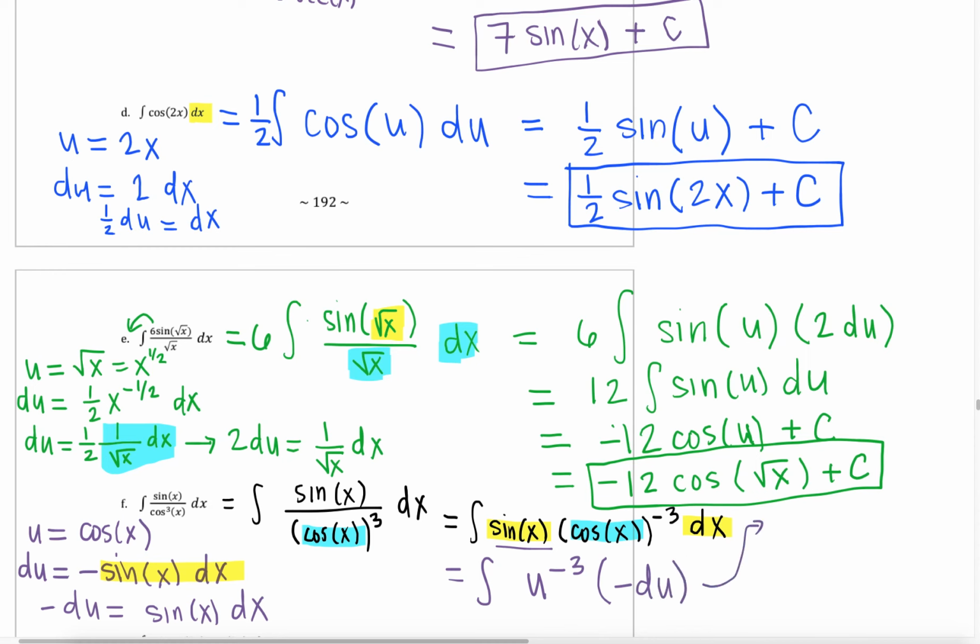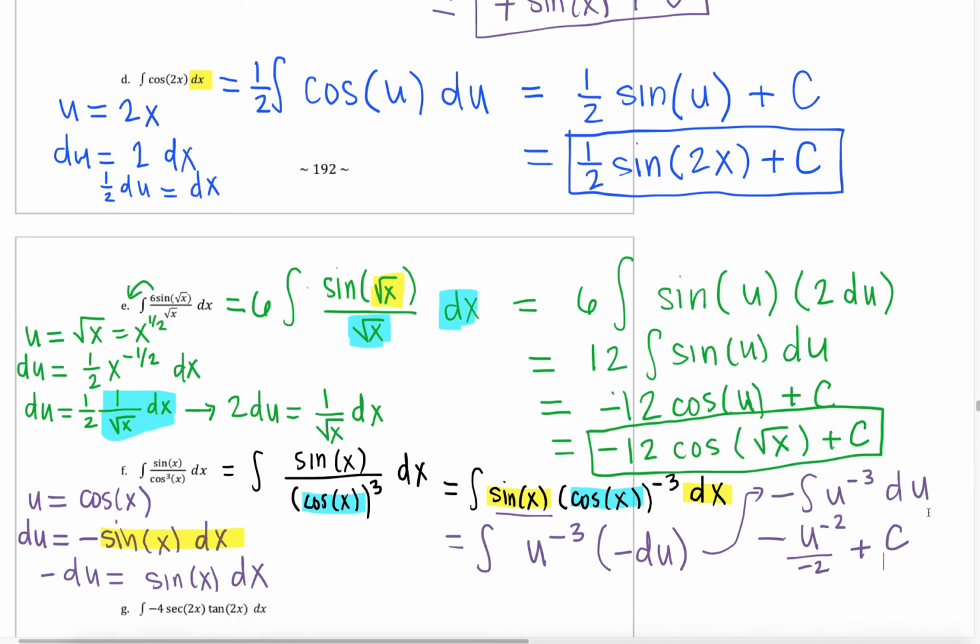Again, that negative we know is a scalar, so we can take that out. And we get negative times the integral of u to the negative third du. That integral looks much better than the integral that we started with. And one key thing with u substitution is that if you set up the u substitution correctly, the integral is going to look much nicer because it will be a basic integral now. Now we can apply the power rule actually. So we'll add 1 to that exponent and get u to the negative second over negative 2 plus c.